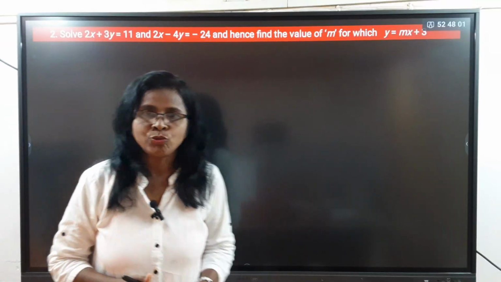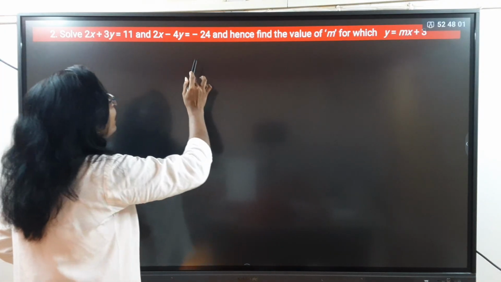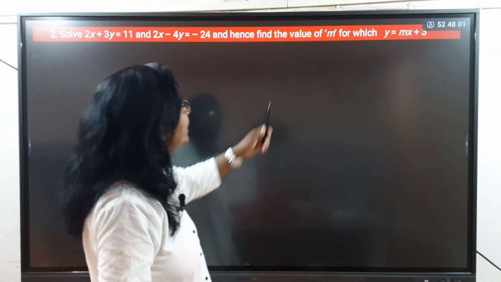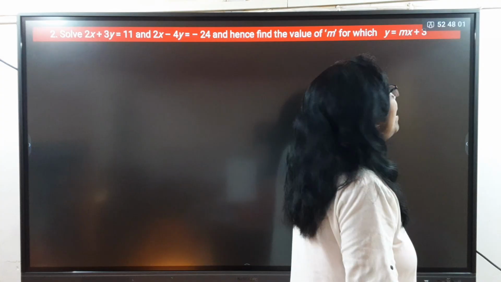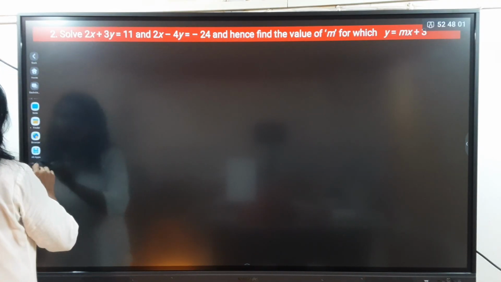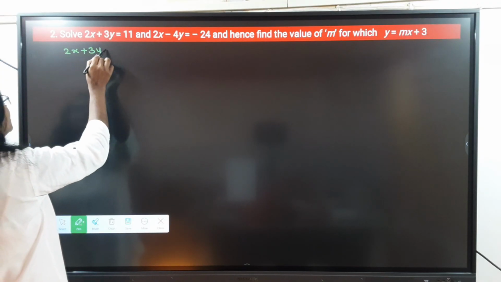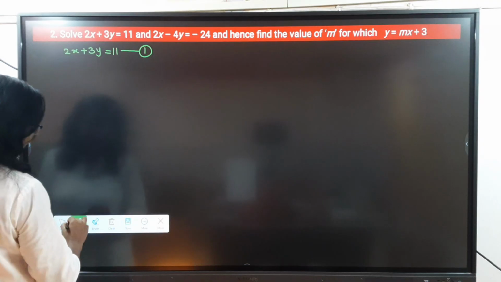Okay, question second, students. Solve 2x plus 3y is equal to 11 and 2x minus 4y is equal to minus 24, and hence find the value of m for which y is equal to mx plus 3. Now here, students, I write down the first equation. That first equation is 2x plus 3y is equal to 11. Call it the first equation.